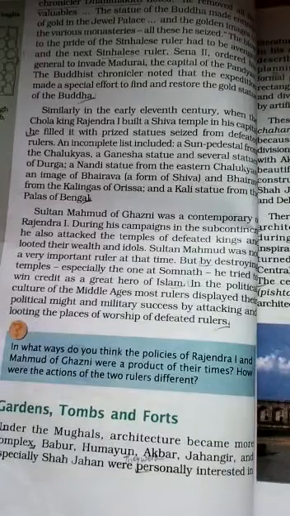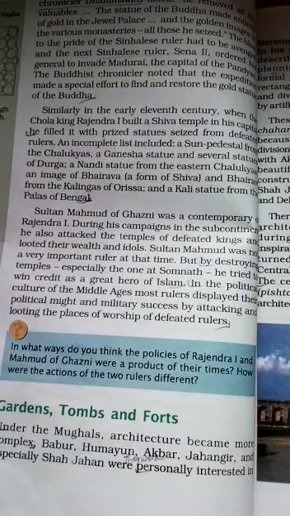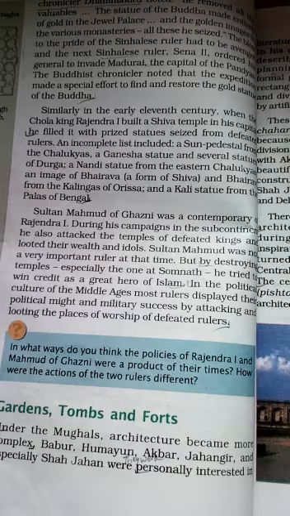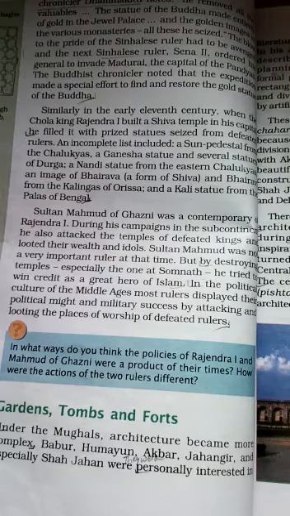Garden, domes, and fort. Under these rulers, Mughal architecture became more complex at the time. Babur, Humayun, Akbar, Jahangir, and especially Shah Jahan were interested in literature, art, and architecture.